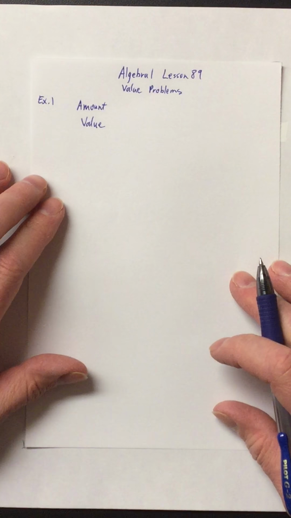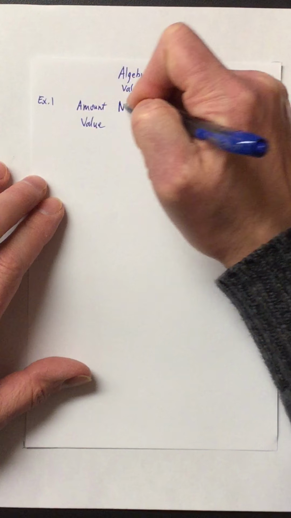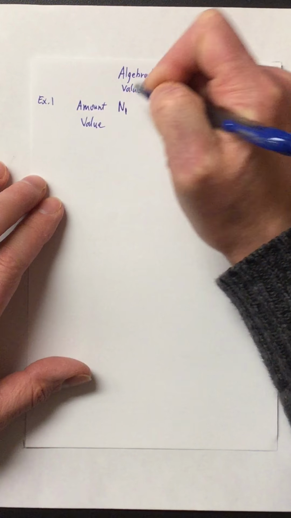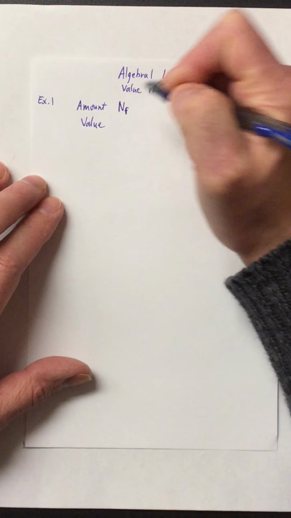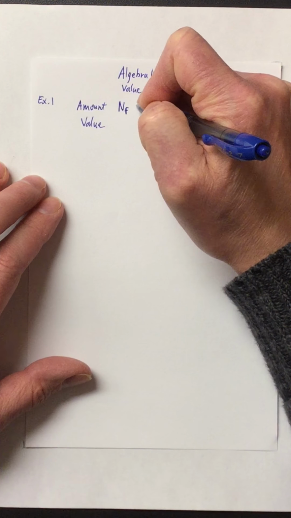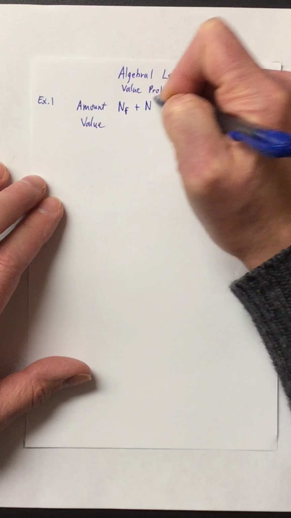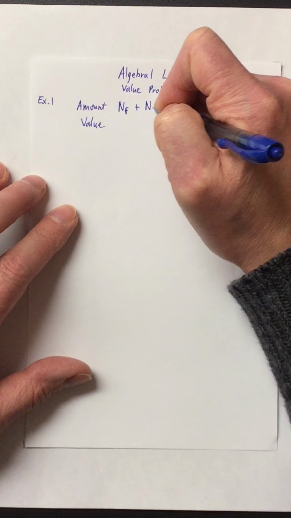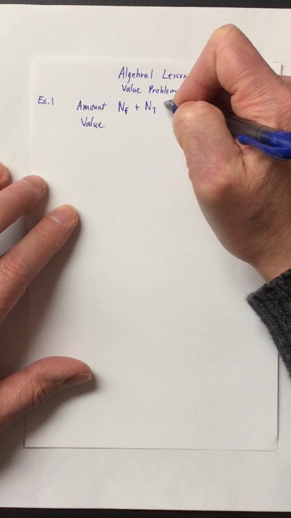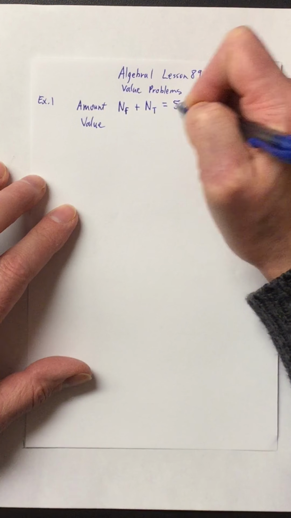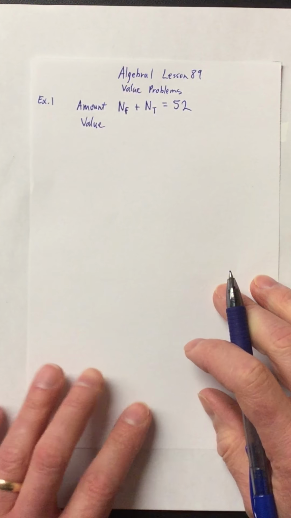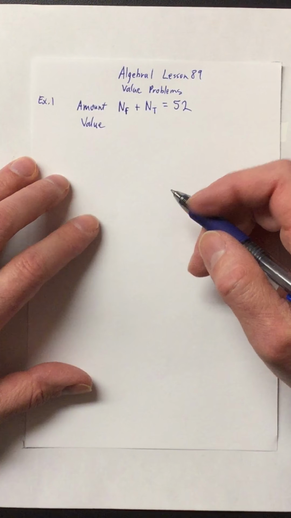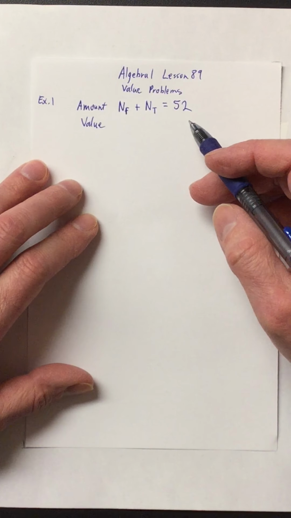Okay, so for this, we're going to write the number of, and we'll put an F for first class. So the number of first class passengers plus the number of tourist class passengers, subscript T, is equal to the total number of passengers, which is 52. So that's just simply amount. People are people. The second one, we're going to put value to it.